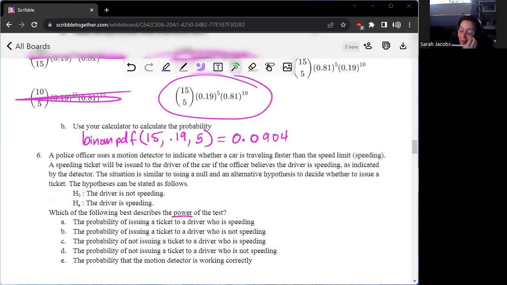So just a little reminder, power is the probability of correctly rejecting the null hypothesis.